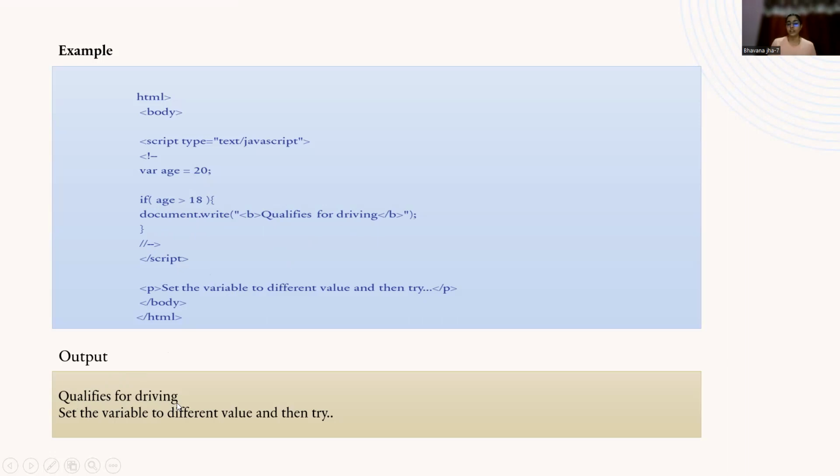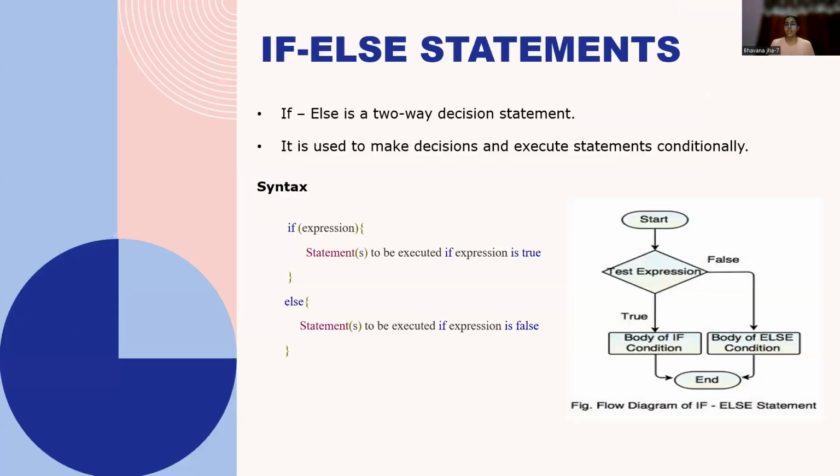So let's move on to the second conditional statement, that is the if else statement. It is a two-way decision statement. Here we have two blocks given, an if block and an else block. If the condition is true, then the if block gets executed. If the condition is false, then the else block gets executed. Here is the flow diagram of the if else statement, where we have a condition, a test expression, given over here. If this expression is true, then the body of the if condition gets executed. If this expression is false, then the body of the else condition gets executed.